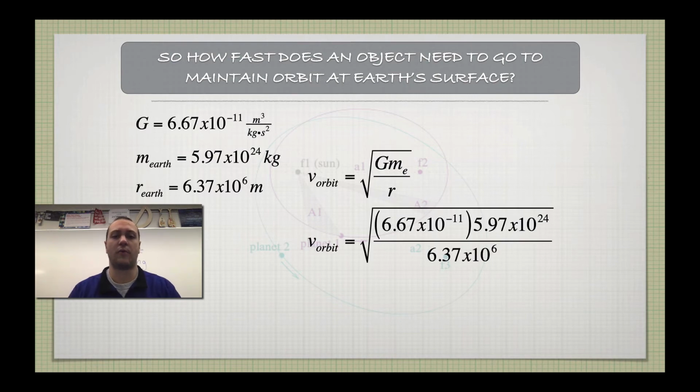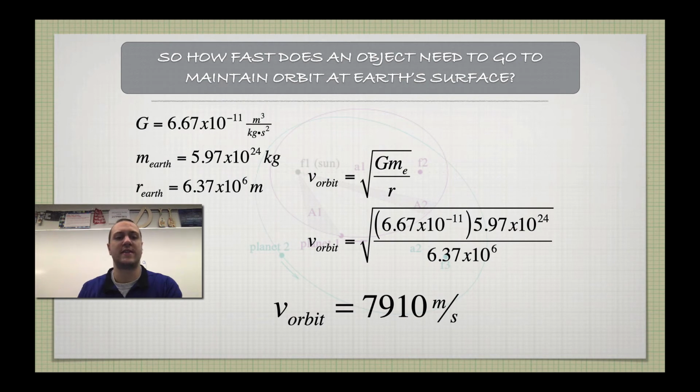So we take our orbital velocity formula, square root of big G times the mass of the Earth divided by the radius of the Earth in this case. So we get our 6.67 times 10 to the negative 11th times the mass of the Earth divided by the radius of the Earth to get an orbital velocity of 7,910 meters per second. Again, this just comes down to using big G, the mass of the object being orbited, which is Earth, and the radius of the orbit, which in this situation is going to be the radius of the Earth.